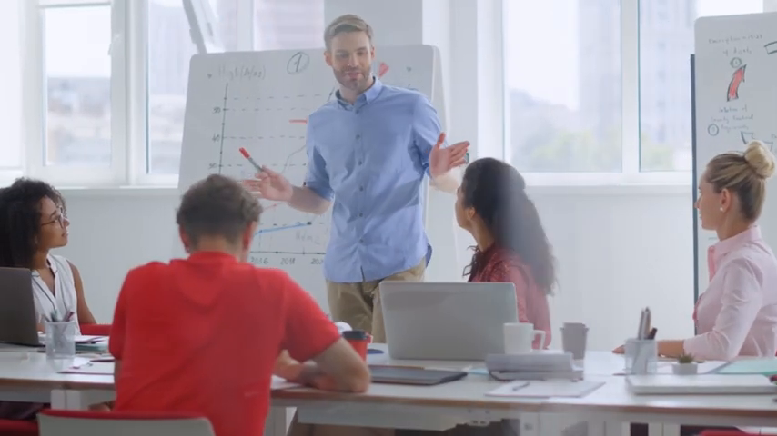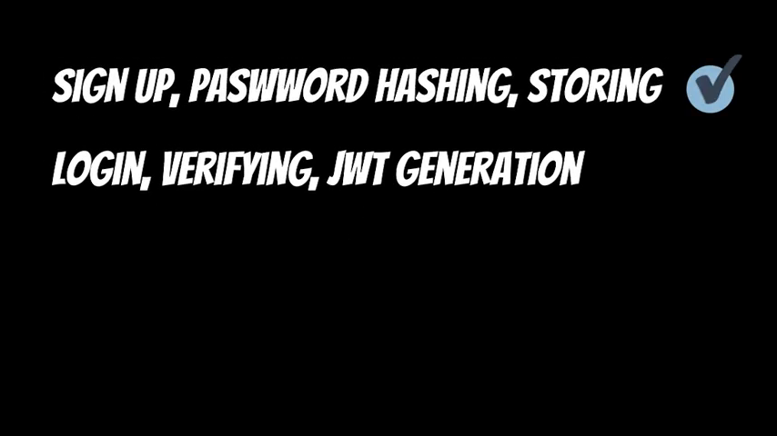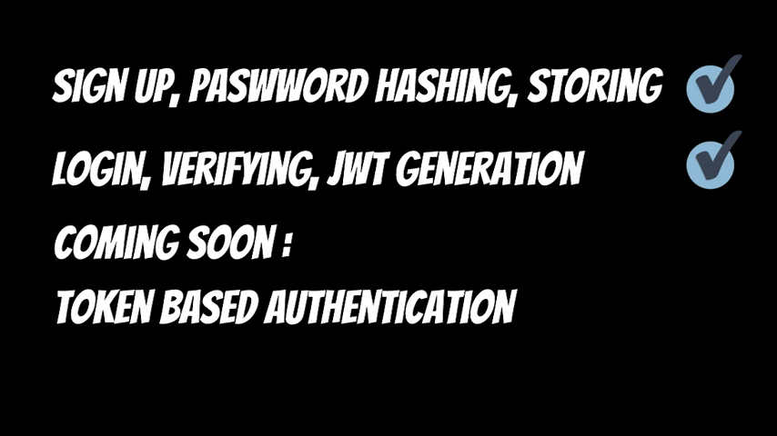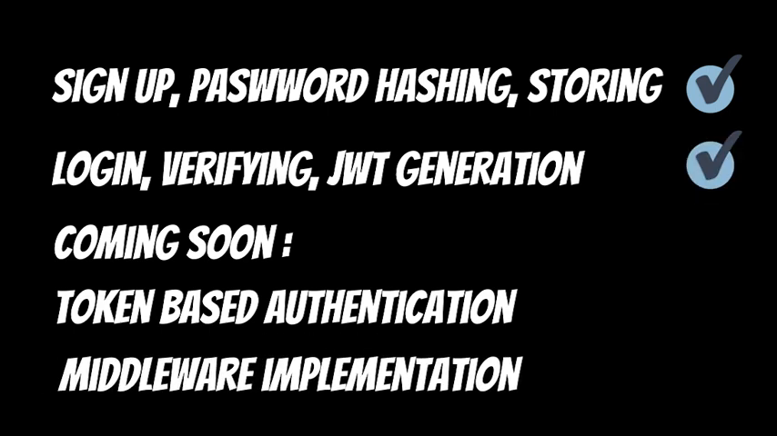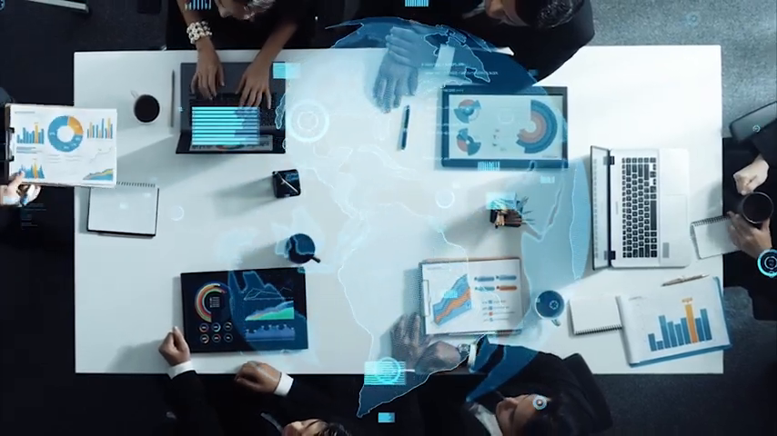So to summarize everything, what backend team has done so far: sign up, hash password and store securely, and login, verify credentials and generate JWT. So soon, token will be used for authentication and also middleware will be used to protect API routes. And that's how we build a secure authentication system for our application.